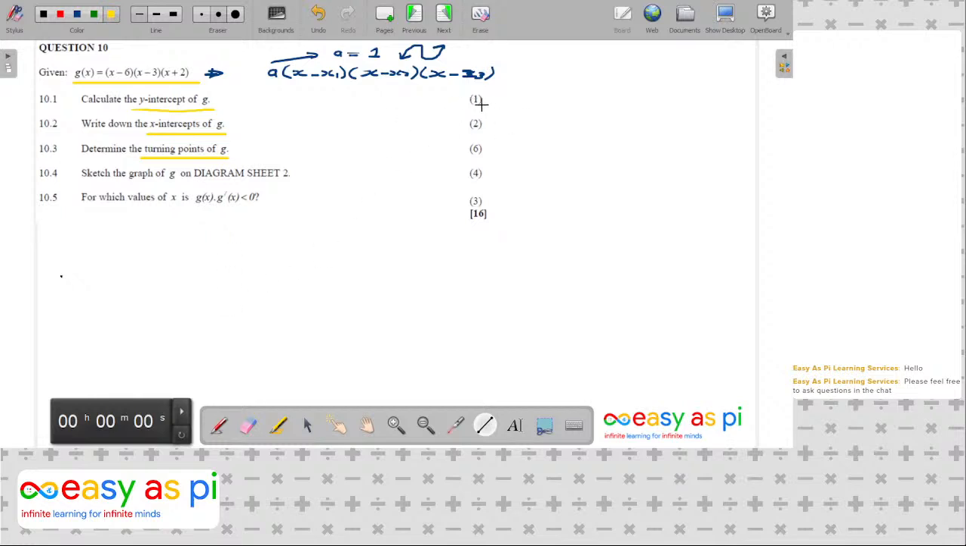Okay, and you'll notice that the last question is sketch the graph, so we'll hold that. But you'll notice that it's 1 mark for 10.1, 2 marks for 10.2, and 6 marks for 10.3. That will give you an indication of how much time you should devote to each question. And of course, what I'm looking for is for you to learn how to work fast under exam conditions. So generally, in the exam, you should allocate 9 marks for question 1, question 2, and question 3.